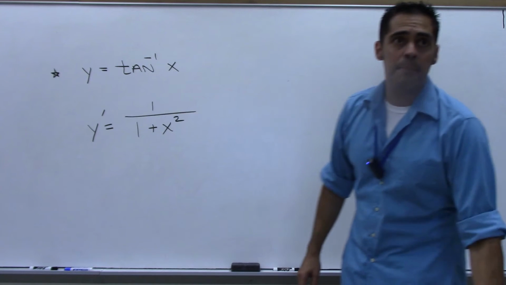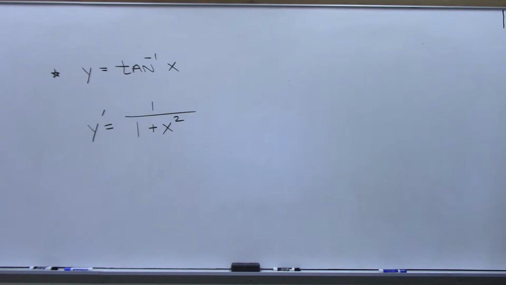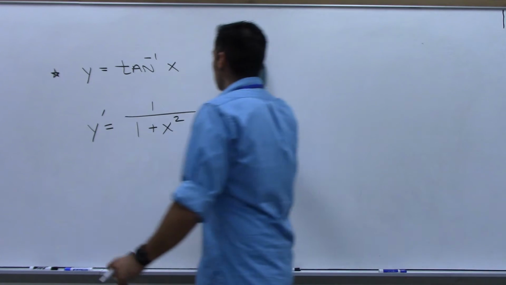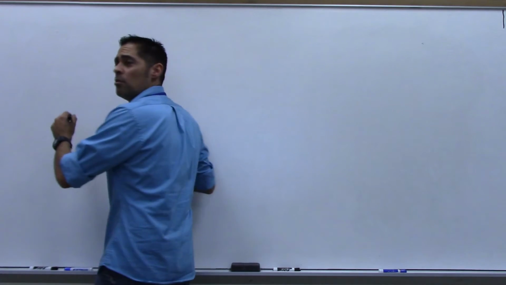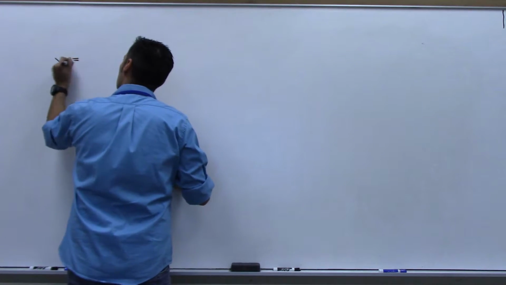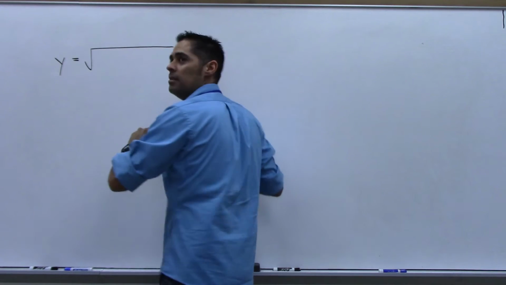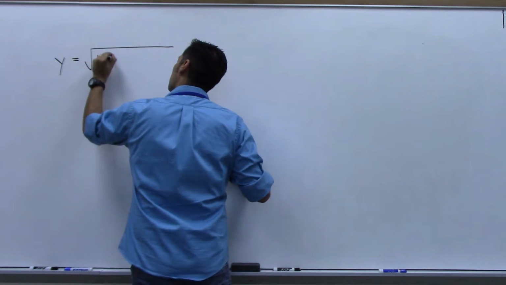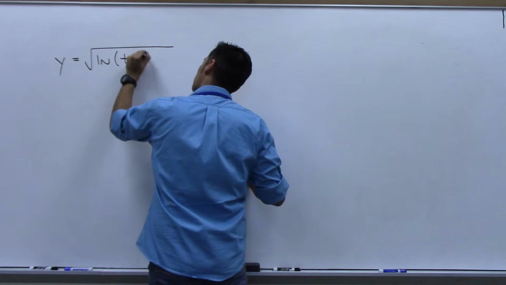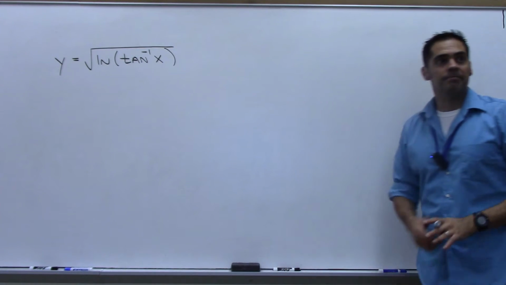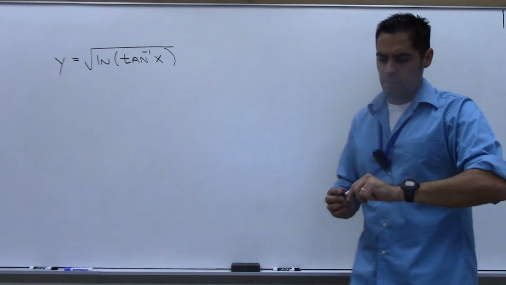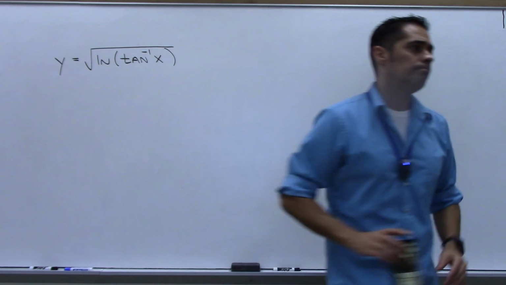So I have another example that has some chain rule in it. If y is equal to the square root of the natural log of arc tangent x, I'm asking for the derivative. I'll give you like 2 minutes to see if you can do that on your own.